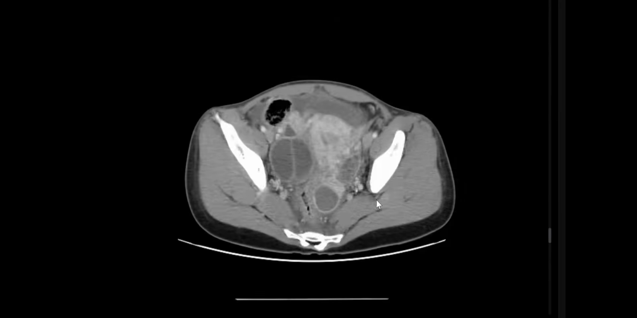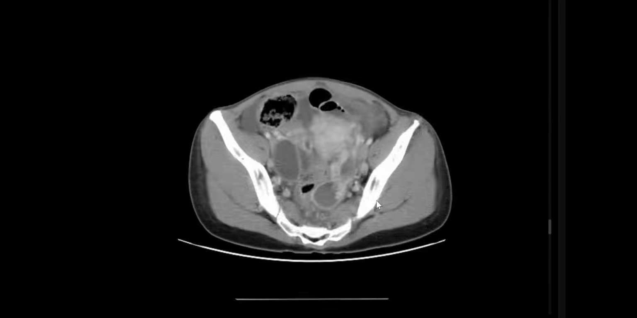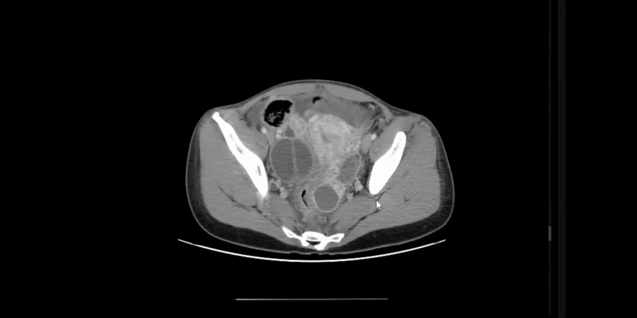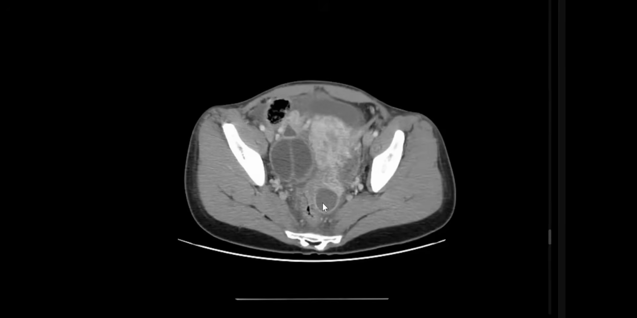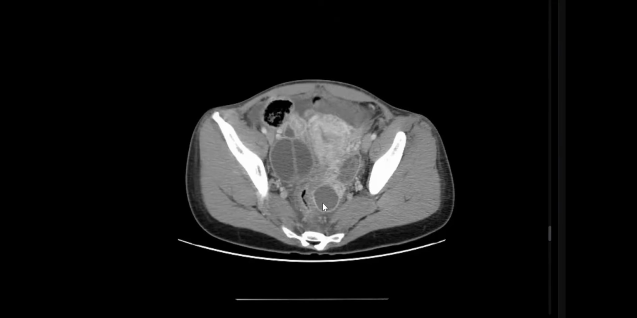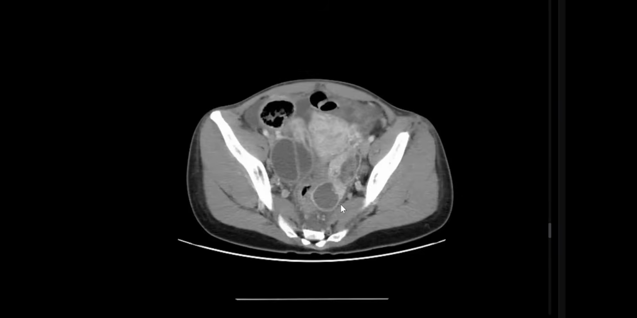What is your suspicion and what to do next? Sir, I'm suspecting some pelvic infection or PID, since there is increased vascularity and there is fluid. If you suspect PID, conservative medical treatment, but there is fluid in the pelvic cavity.